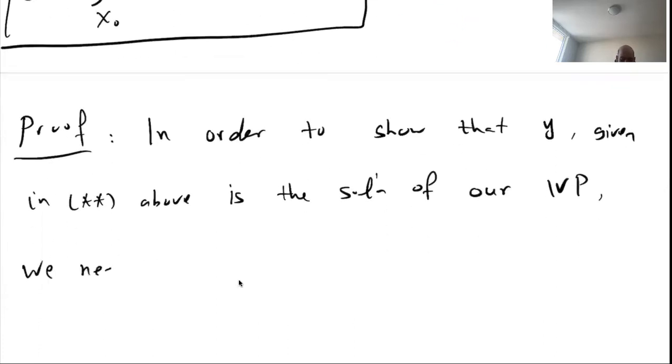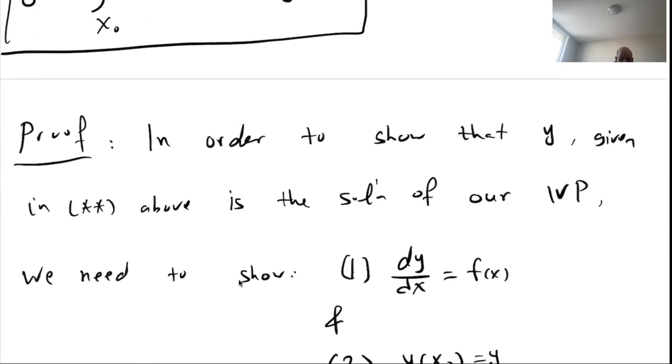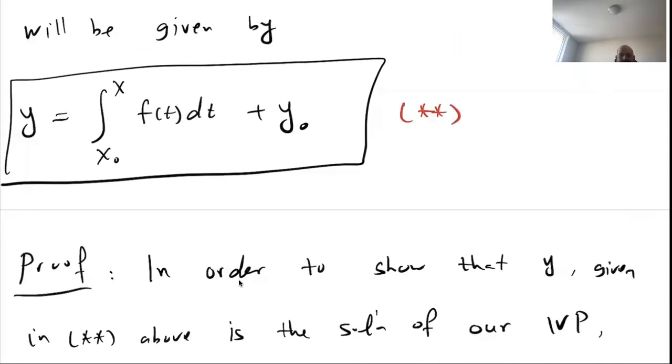we need to show two things. First, dy/dx is equal to f of x. And second, y of x0 equals y0. So when you want to show that a function is a solution of a differential equation, that means if you substitute your function into your equation, it satisfies the equation.